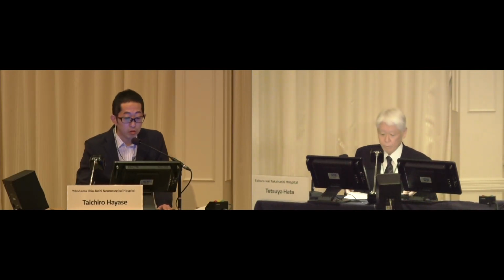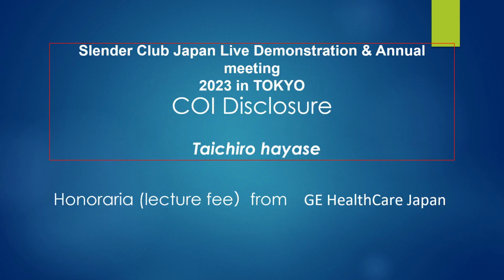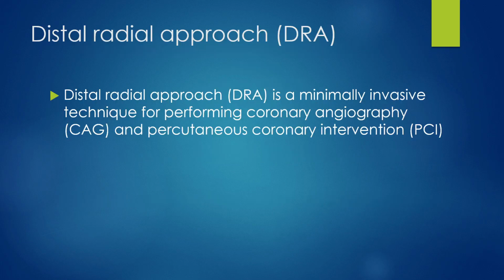Thank you for the introduction. It is a great honor to have this opportunity to give a presentation at Slender Club Japan. Today, I'd like to talk about the ultrasound-guided distal radial approach. This is my COI. A distal radial approach is a minimally invasive technique for performing coronary angiography and percutaneous coronary interventions. First, in my presentation, I would like to share with you the advantages and disadvantages of the distal radial approach.